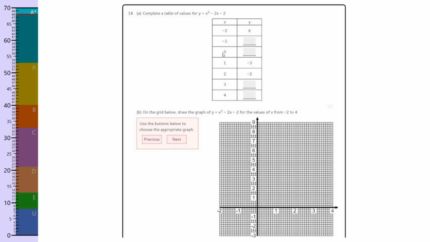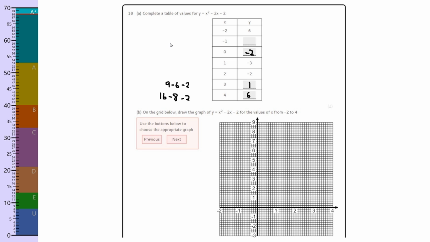So the easiest one to start off with is 0, because 0 squared is 0, take away 2 lots of 0 is still 0, and it's just minus 2. Probably the 3 is easier next, so 3 squared is 9, take away 2 times 3, so take away 6, and then take away 2. So 9 take away 6 is 3, take away 2 is 1. Then 4 squared is 16, take away 2 lots of 4, which is take away 8, and then take away 2. So 16 take away 8 is 8, take away 2 is 6.